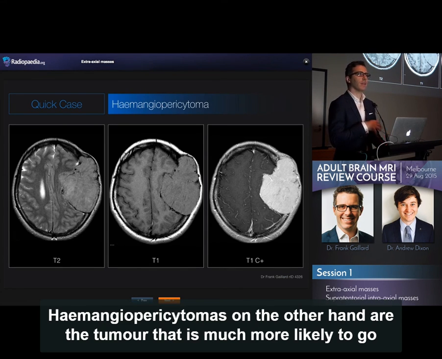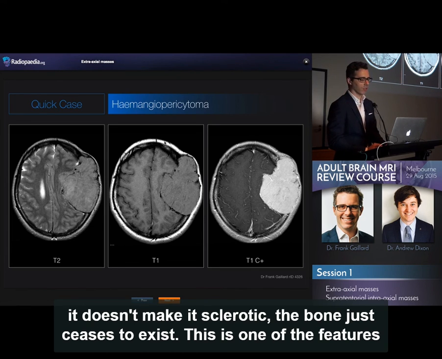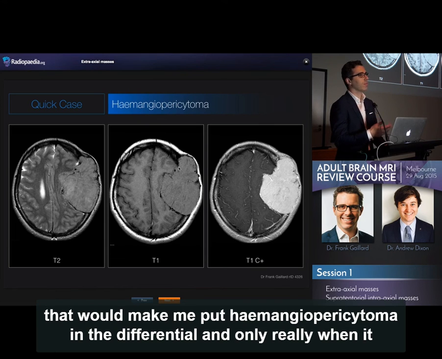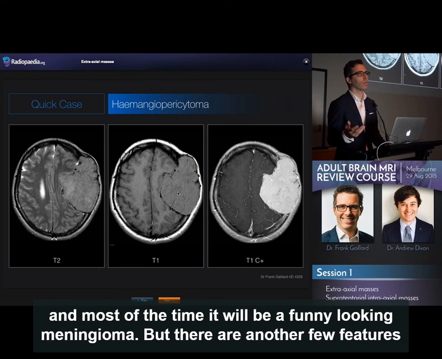Hemangiopericytomas, on the other hand, are the tumour that's much more likely to go through bone. And when it goes through bone, it destroys bone. It doesn't infiltrate it, it doesn't make it sclerotic. The bone just ceases to exist. And this is one of the features that would make me put hemangiopericytoma in the differential, and only really when it looks like this would I think about putting it number one, because it is an uncommon lesion, and most of the time it'll be a funny looking meningioma.